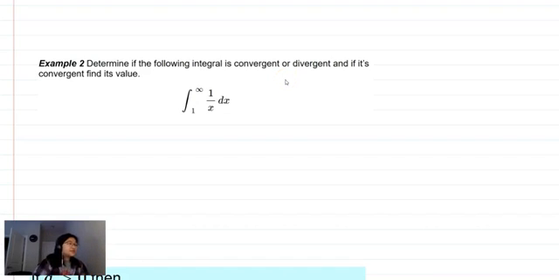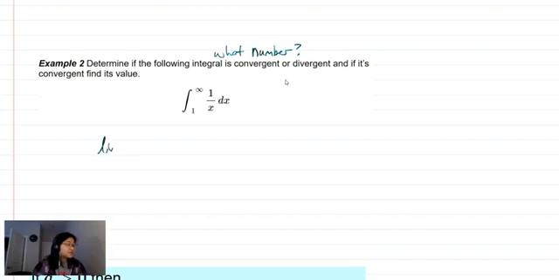So for this example, we're determining if this is convergent or divergent, and if it is convergent, find its value. Okay, so we're just looking for, is it a number? And if it is a number, then what number? And if it's not a number, then say it's divergent.